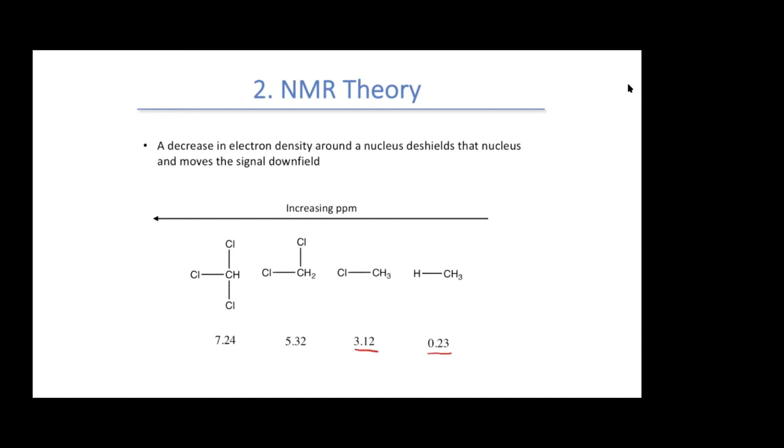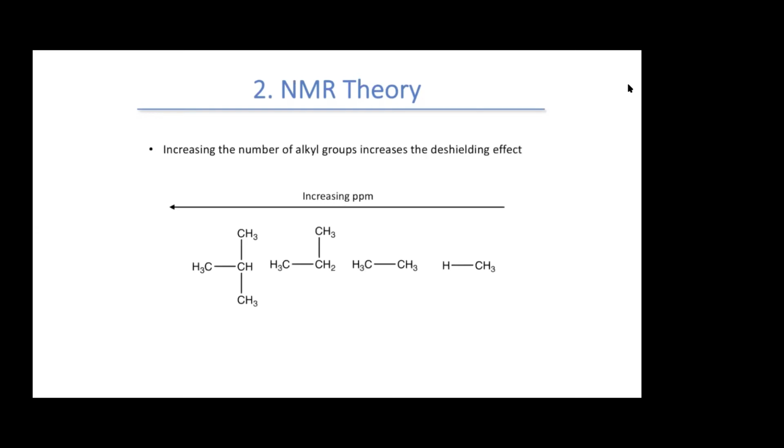If we add a second chlorine, the ppm increases again to 5.3. And then finally adding a third chlorine to get chloroform, the ppm increases to 7.24. The more electron withdrawing groups you add, it has an additive effect to increase the deshielding effect and increase the ppm. And then looking at a final trend, we're going to look at what happens when we increase the number of alkyl groups. So here we're changing the hydrogens and adding in more carbons. We're going to add more methyl groups to our central carbon here.